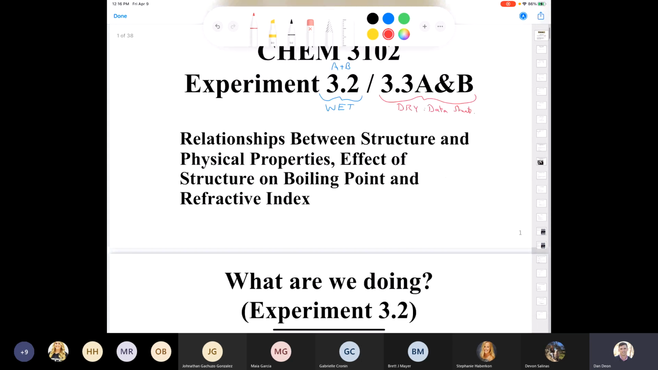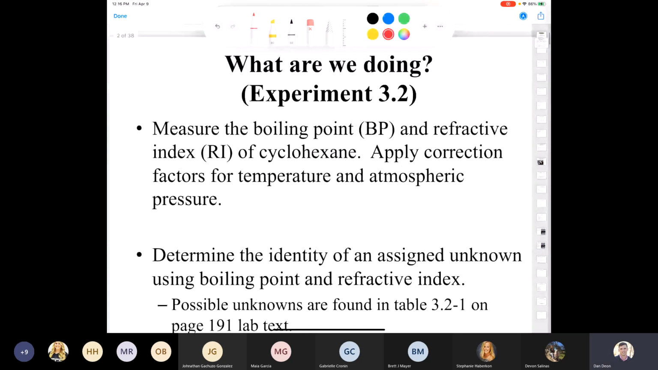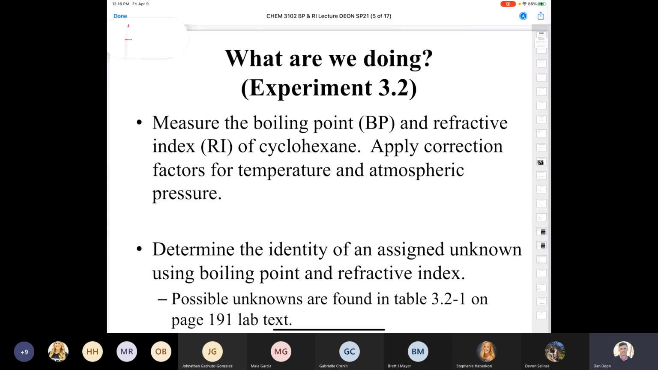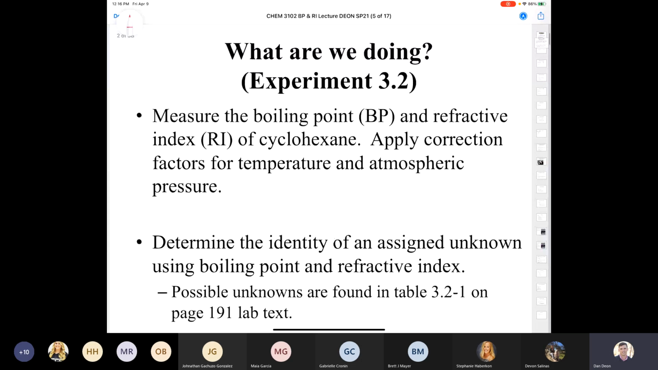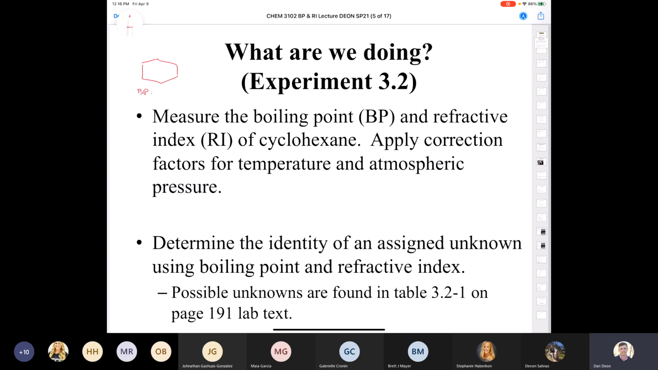So what are we doing in the wet part of the lab? You're going to be measuring a boiling point and the refractive index of cyclohexane. Now, I'm sure that you all know the structure of cyclohexane, which is simply C6H12. We know what the boiling point of cyclohexane is at 760 millimeters of mercury, or sea level, and it's 80.7 degrees Celsius.